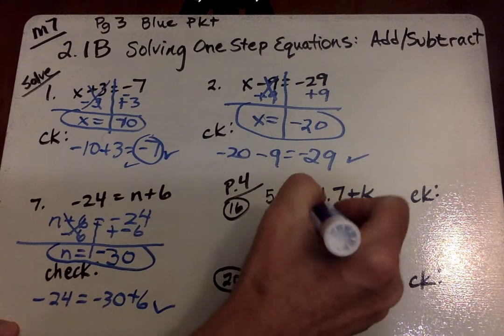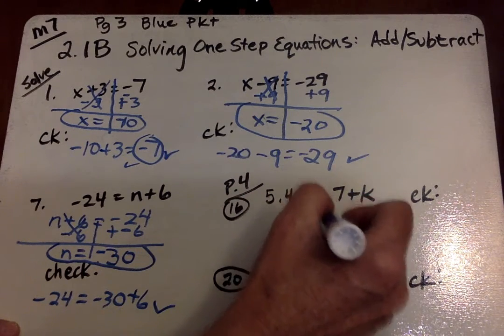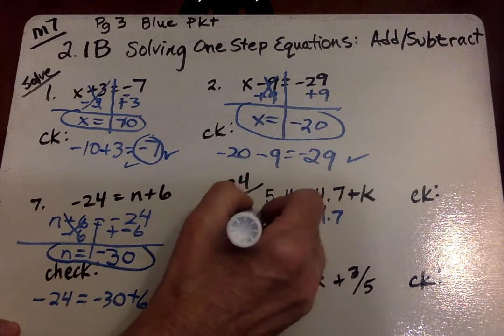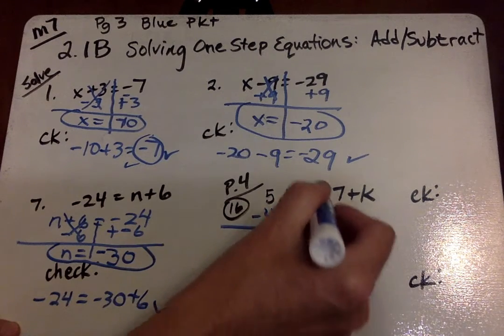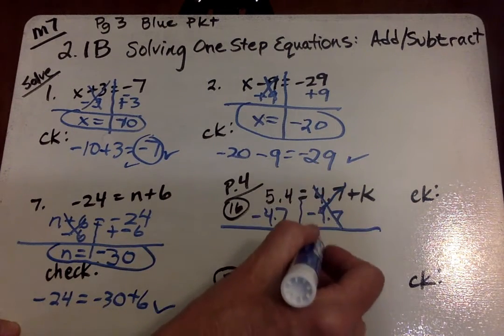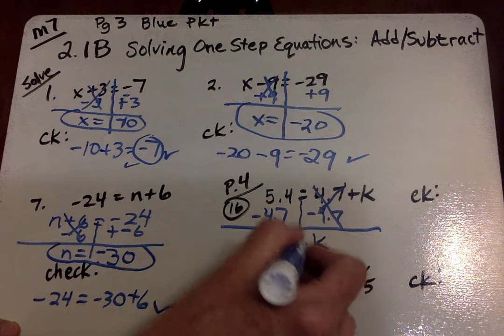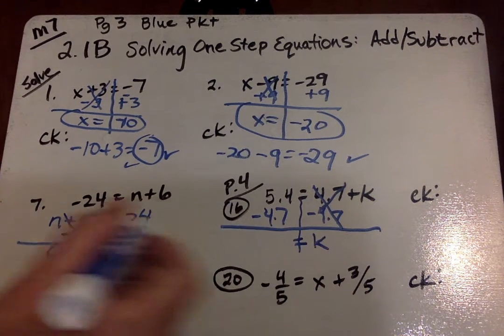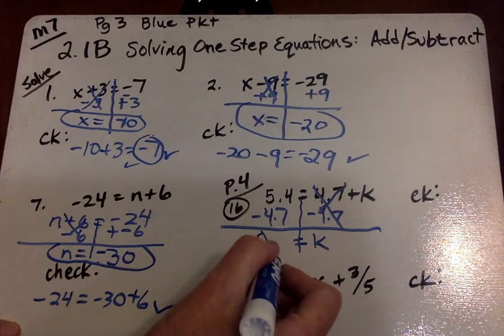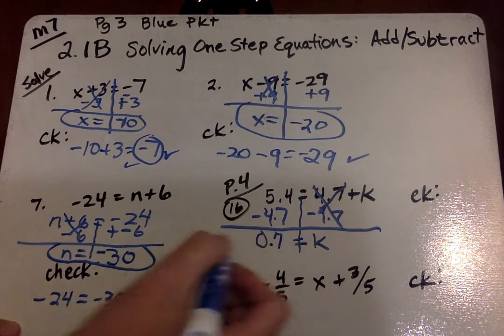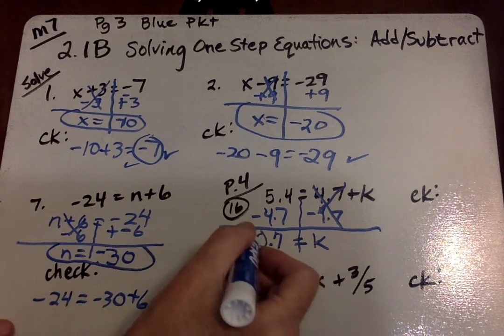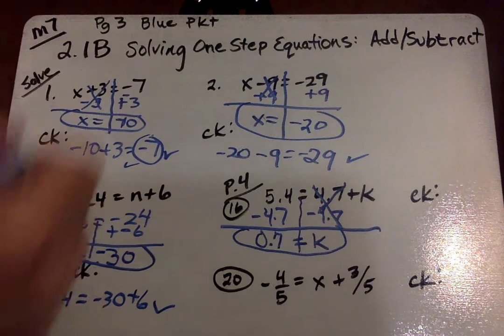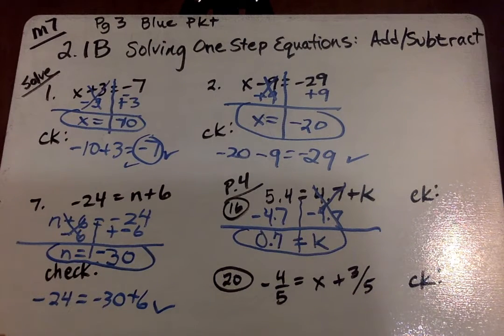This is positive, so we want to subtract it. So again, whatever's next to the variable, we subtract it, make sure it goes away, and then the variable's by itself. Now 5.4 minus 4.7. Make sure you put the 0 in there. And we could go plus a negative, but I'm just going to subtract it outright like you learned how to do in first grade. So K is 0.7. I'm not going to worry about checking it because we're short on time here.